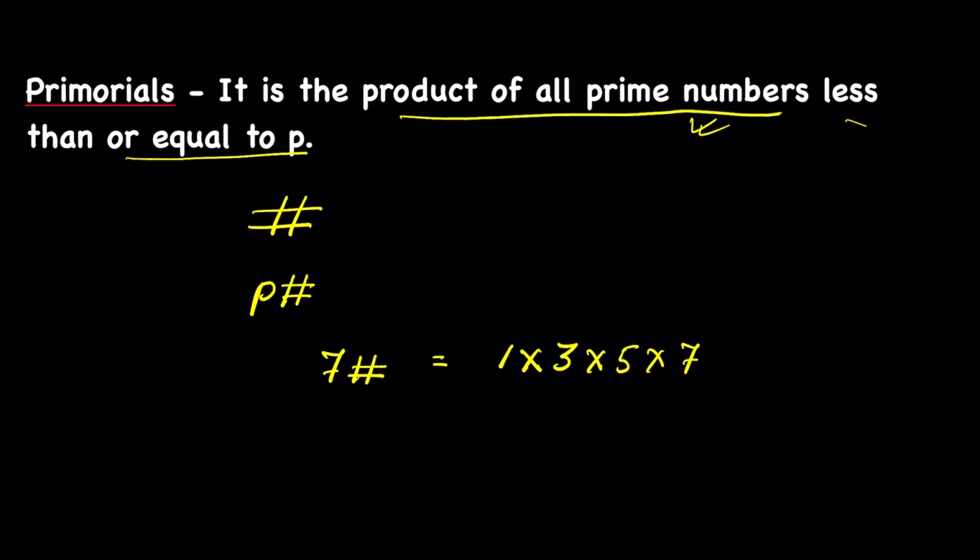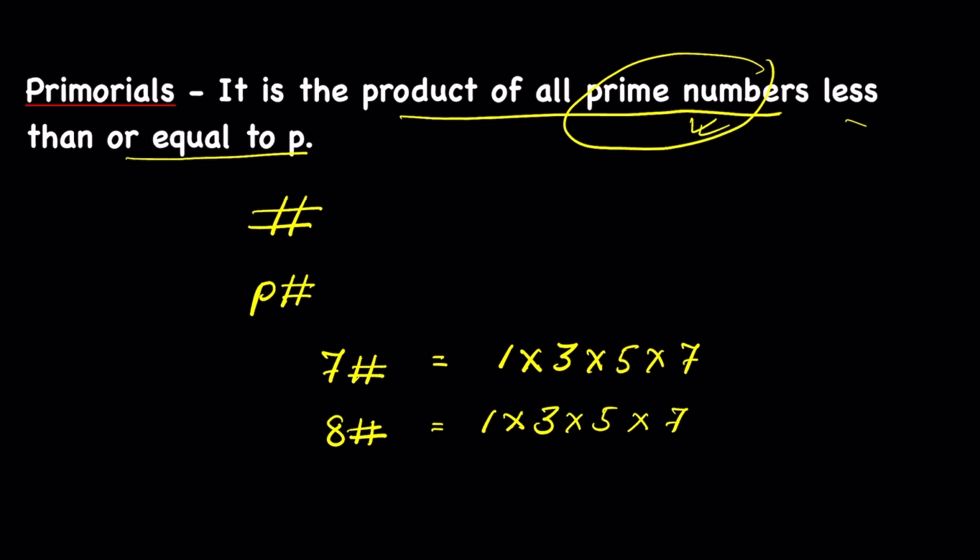If we have 8 primorial, then all the prime numbers from 1 to 8 is 1 times 3 times 5 times 7. 8 is not a prime number, so we are not going to take that. So we have to take the product of all prime numbers less than or equal to p. Here it is equal to p because 7 is also a prime number. Here we are taking less than 8 because 8 is not a prime number, so we are just taking till 7.